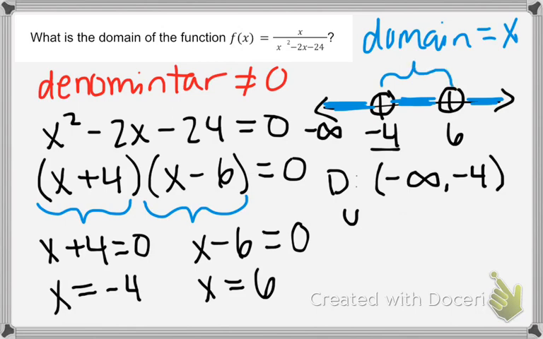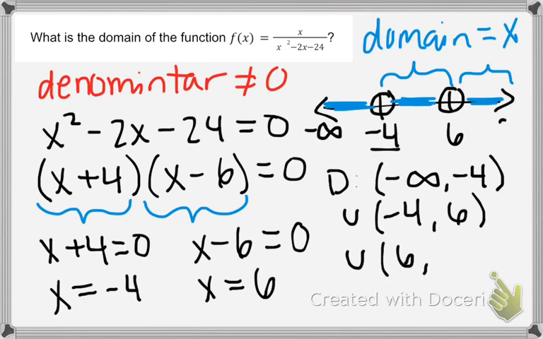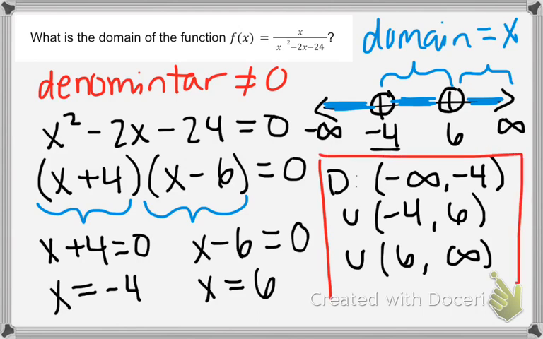That's going to start at negative 4 and end at 6, which we don't include, and we're going to write another union and do this last piece. So we can see that it's going to start at 6, and then because the arrow keeps going, it's going to go all the way to positive infinity. So that's going to be our domain for this function and our final answer.